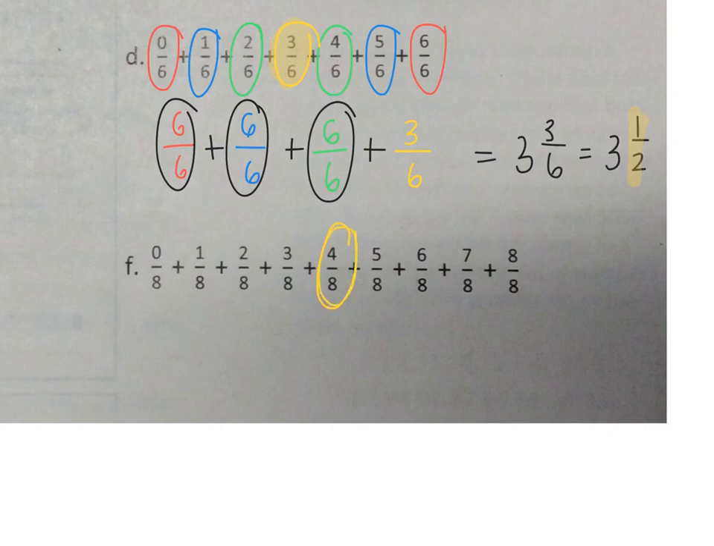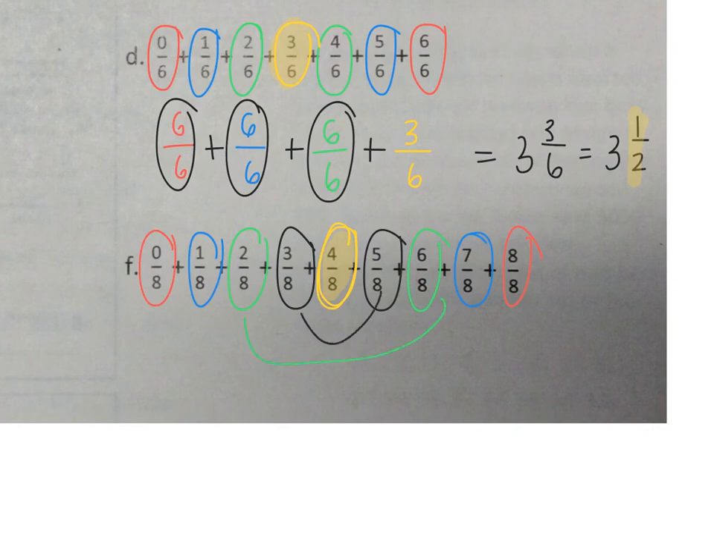4 eighths, right? Because if you look at the rest, 0 is going to pair with 8, 1 is going to pair with 7, 2 is going to pair with 6, and 3 is going to pair with 5 eighths. So we're going to have 1, 2, 3, 4, and 4 eighths, or 4 and a half. Does it still fit with the pattern that we noticed? Yes or no? Yes. Very good.